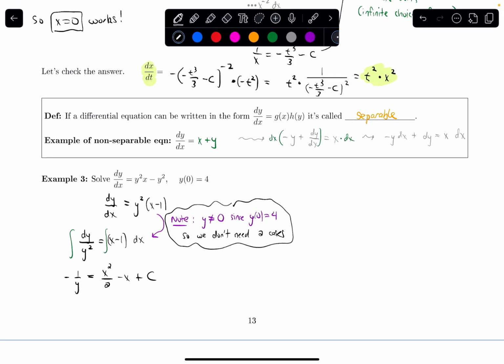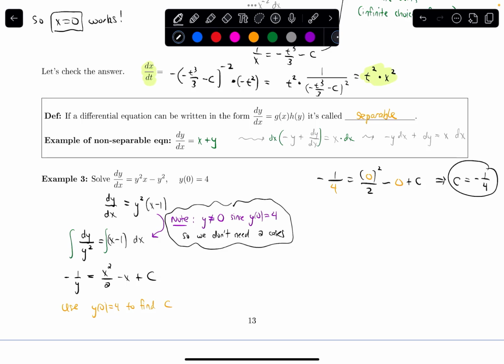All right, so let's solve for c using this initial condition. So let's use y of 0 equals 4 to find the value of c. So let's plug that in. On the left, I'll get negative 1 over, and y is 4, equals on the right, I'll get x squared, that's 0 squared, over 2, and then minus 0 plus c. And this just gives me that c equals negative 1 over 4.